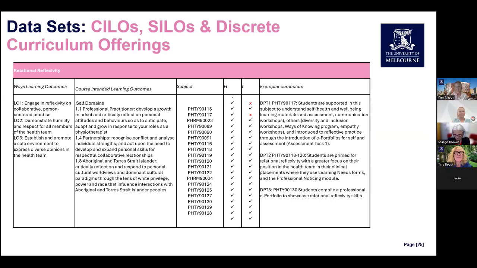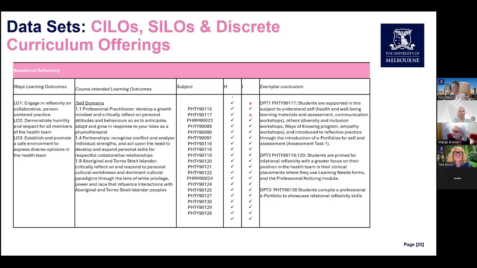You can see on the left the WAYS outcomes that were related to relational reflexivity, which I've mapped to the course intended learning outcomes of the physio program, and then the subjects that had subject intended learning outcomes that mapped to those learning outcomes. The columns H and I indicate whether these things were picked up in the handbook and whether they were validated by interview. And you can see by the time you get to the interviews phase, that knocks out some of the people you captured in the wide path.